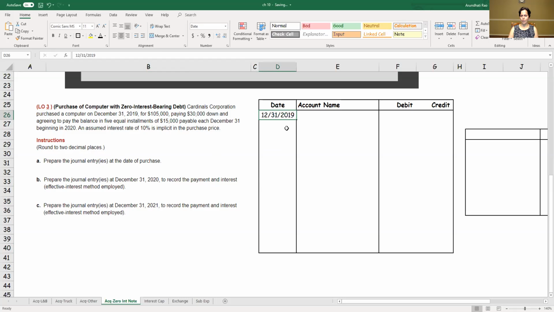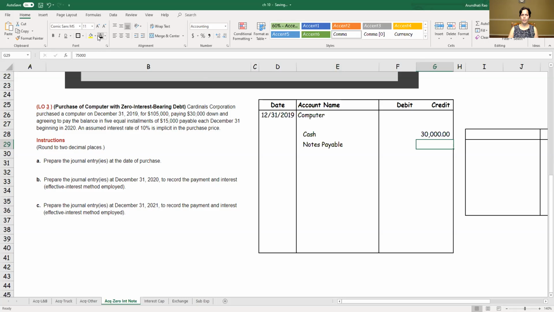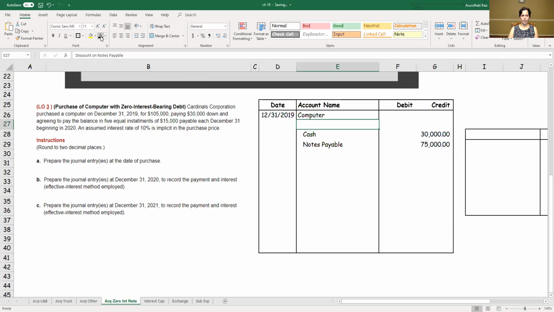So let's start out with some things that we know. We know that we have acquired a computer, so the asset has to be debited. I'm going to leave one line and then I'm going to write cash. I know how much cash I paid over here. The amount of cash I paid is $30,000. It's a $105,000 asset minus the $30,000. The notes payable is going to be for the balance, which is $75,000. Obviously, interest is included in this, and we're going to call that discount on notes payable.